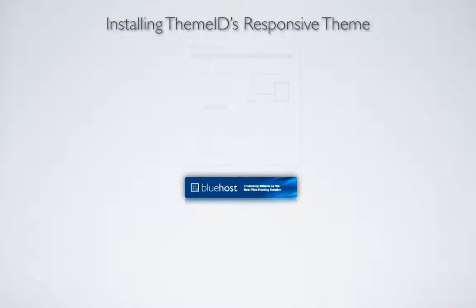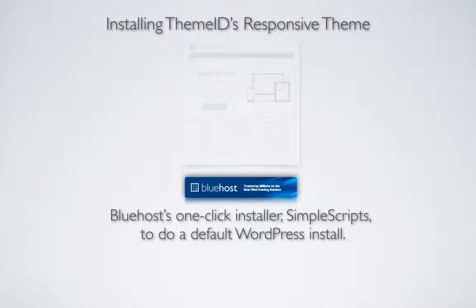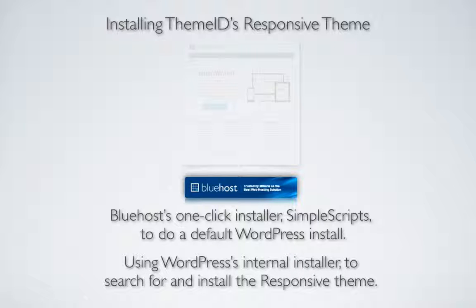Today we'll be installing Theme ID's responsive theme on our Bluehost account. We'll use Bluehost's one-click installer, Simple Scripts, to do a default WordPress install. Then we'll log into WordPress and use their internal installer to search for and install the responsive theme.